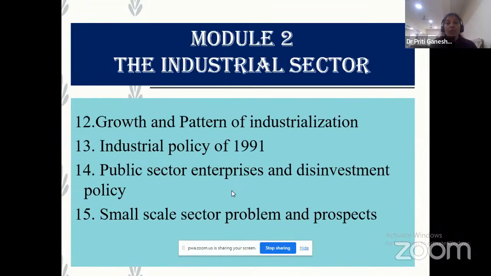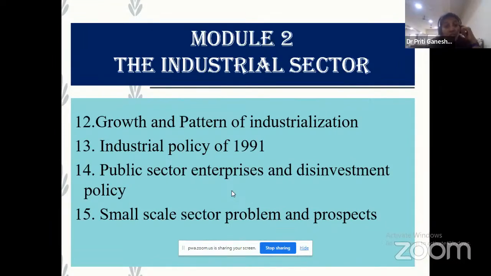The module number 2 is the industrial sector. The industrial sector has around 4 chapters: the growth and pattern of industrialization, industrial policy of 1991, public sector enterprises and disinvestment, and small scale sector problems and prospects. Okay, now listen.